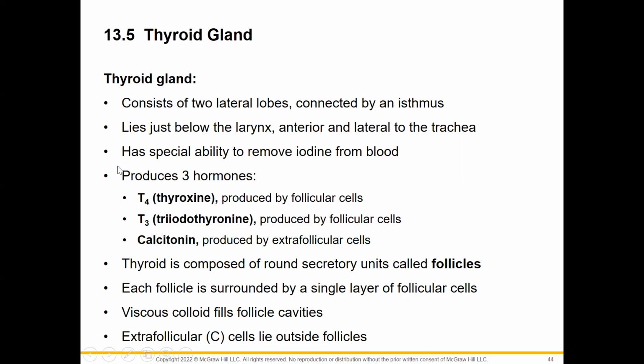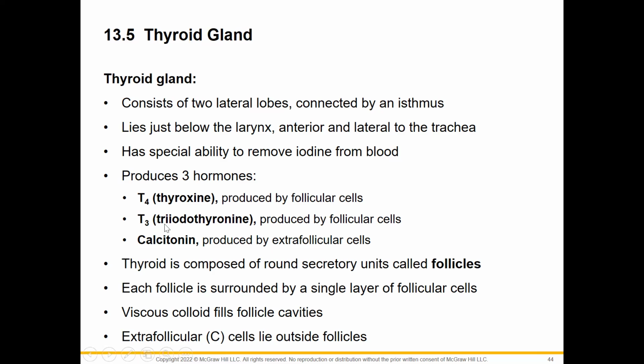So let's look at the thyroid hormones. You have three different hormones produced by the thyroid. We have T4, T3. Those are the short names, and calcitonin. Let's look at T3 first.